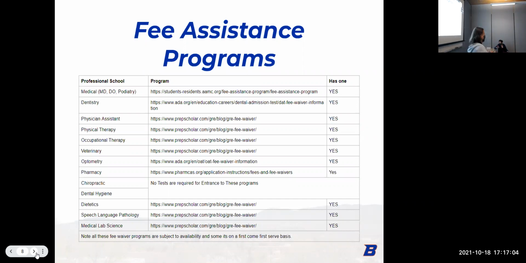Fee assistance should be the first thing you do. When you're ready to register for your test, do your fee assistance. If you are not sure exactly when you're going to take your test, but you know you're going to take it in this cycle, apply for fee assistance. This is good for 2 years usually, or 1.